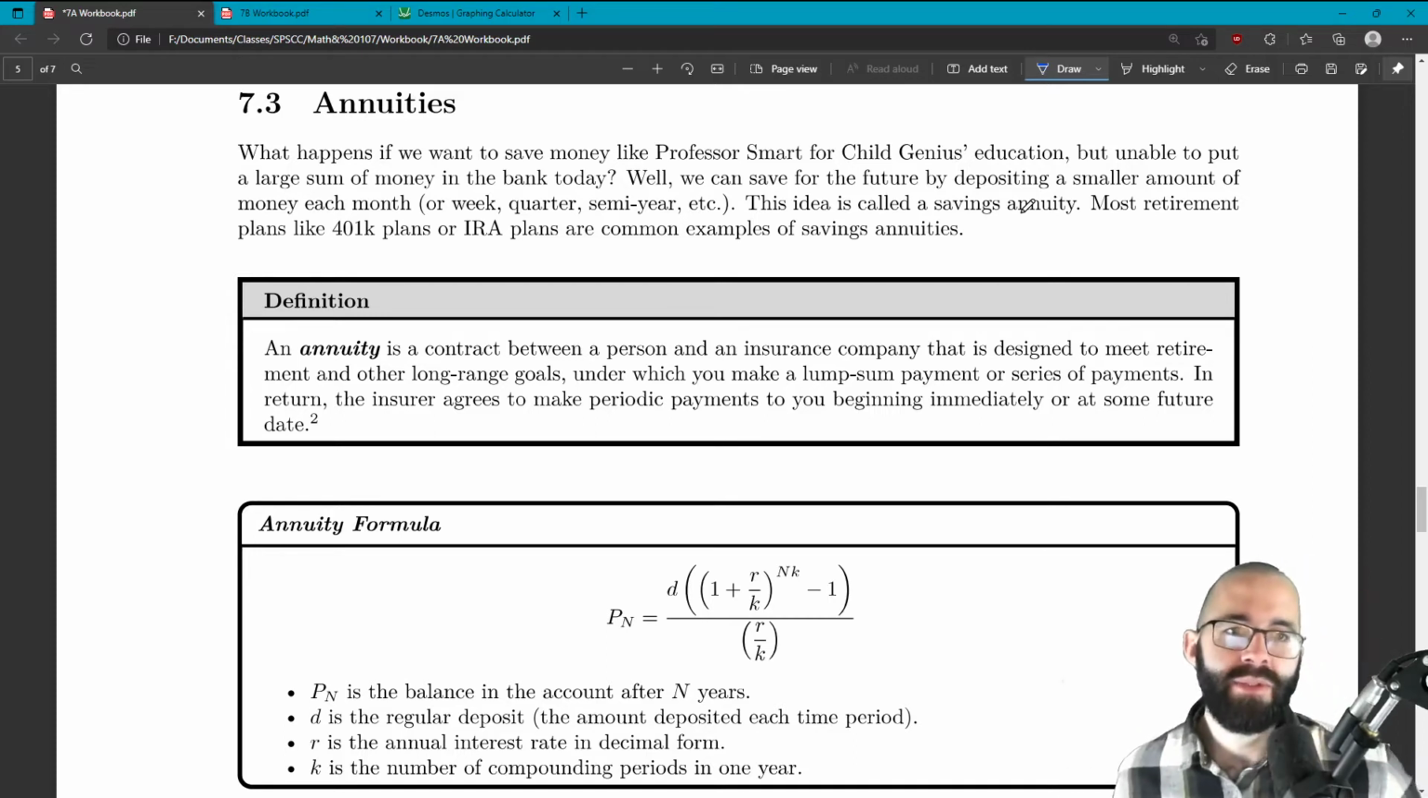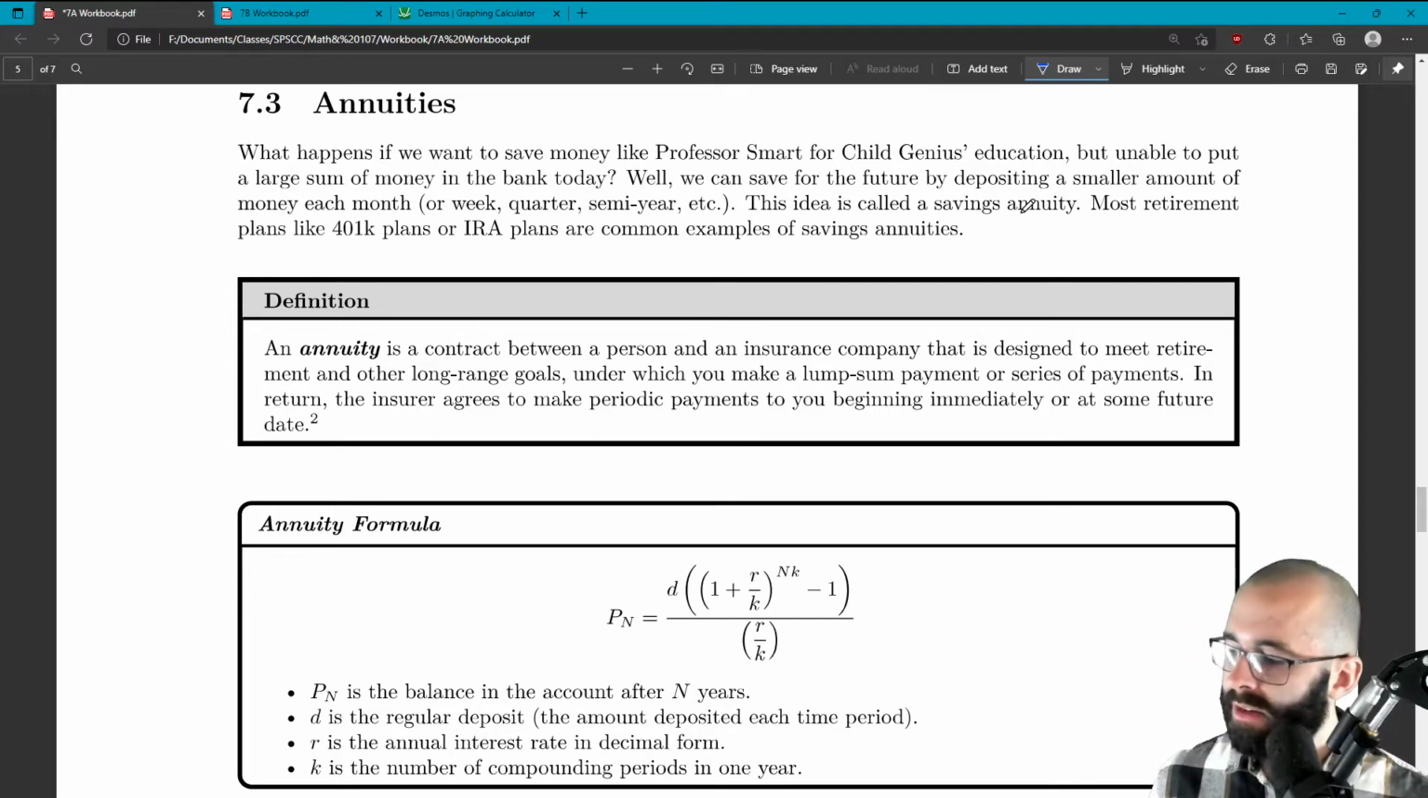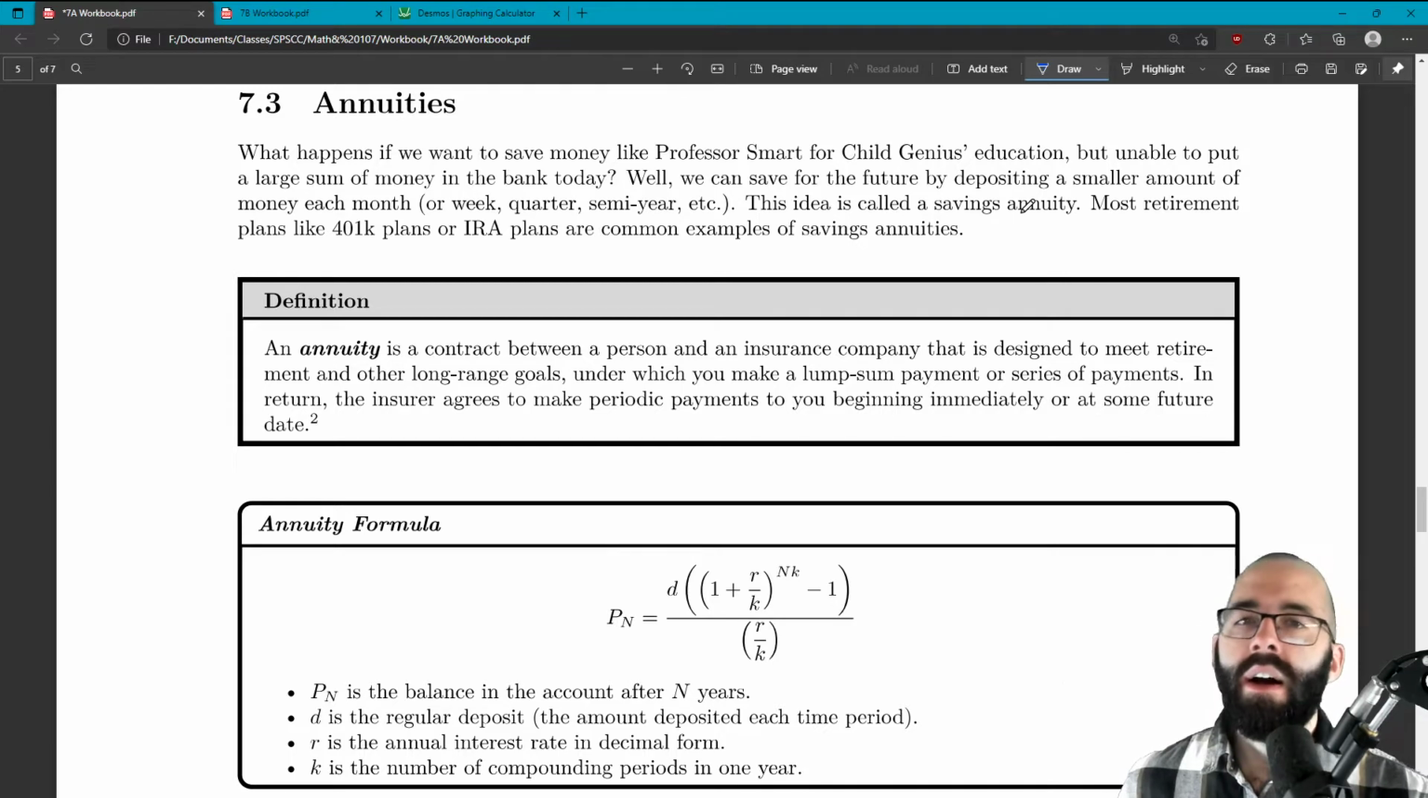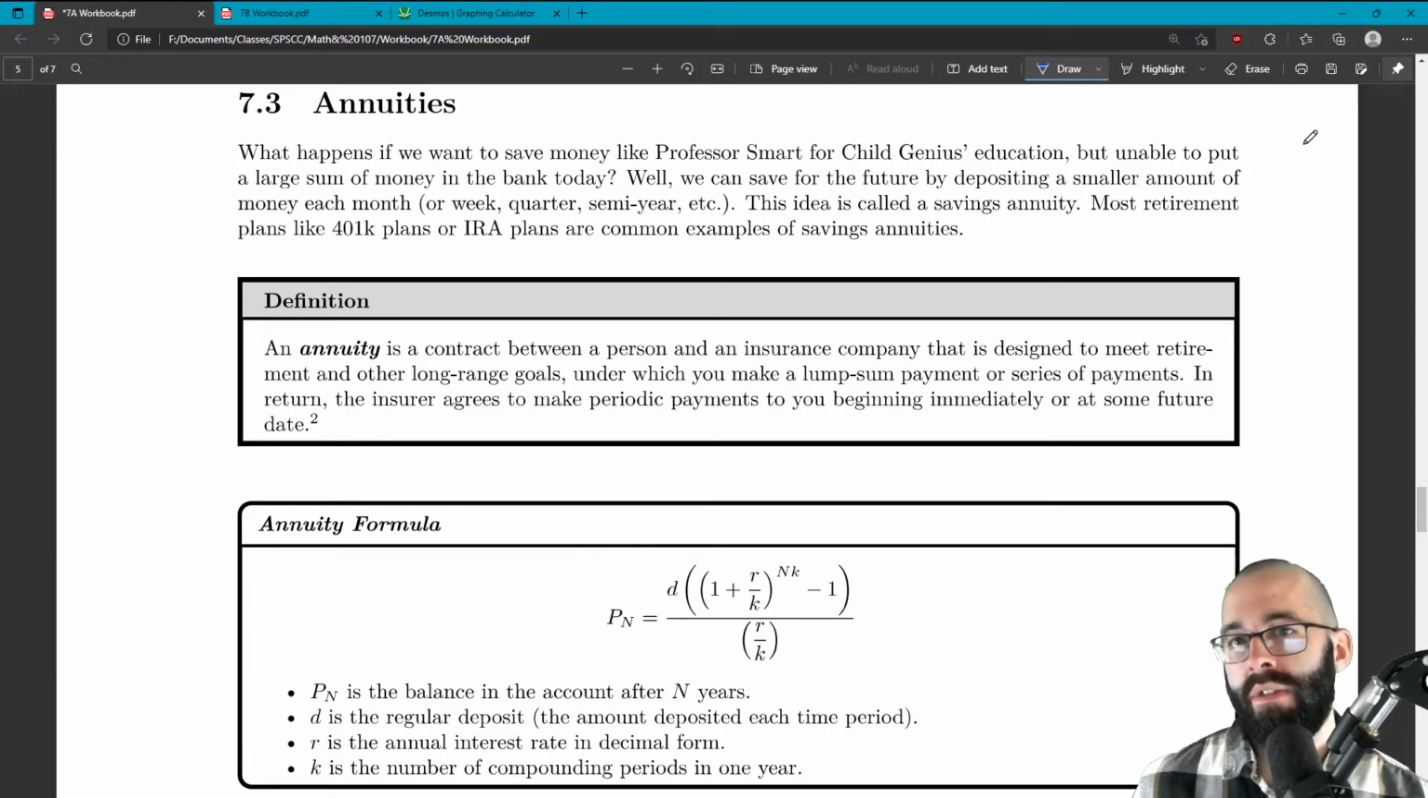So in the last example, Professor Smart deposited $9,000 when their baby was born so that their kid could go to college and they could help pay for it. Unfortunately, some people, when they have babies, don't have $9,000 to deposit. In fact, having a baby is expensive, so I've heard. So sometimes you don't have a lump sum that you want to deposit. So what people do is they deposit a smaller amount every month.